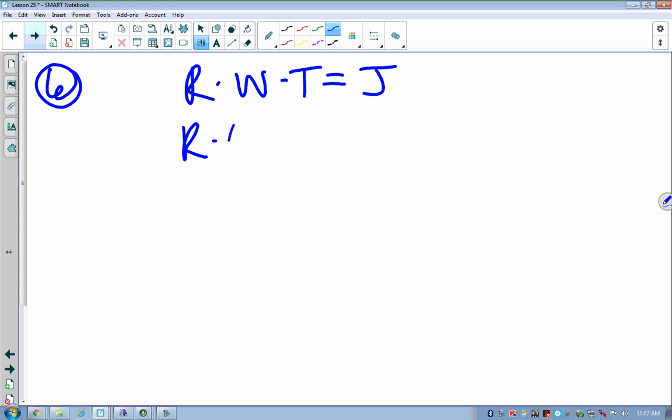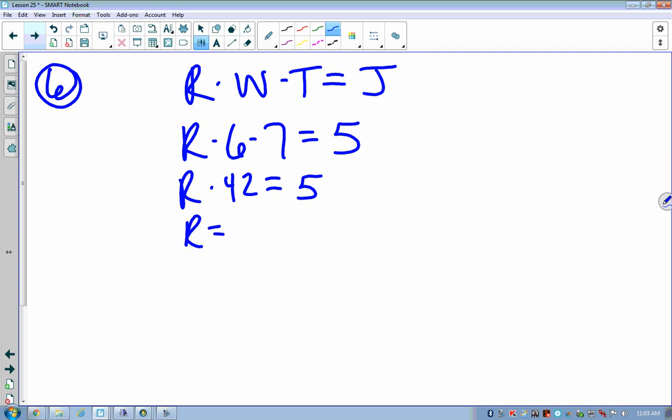How many workers do we have working on our crew? 6. How much time did it take them? 7 hours. And how many jobs did they get done? They got 5. So we're going to get rate. 6 times 7 is 42, equals 5. Divide by 42. What's 5 divided by 42 simplified? Is it just 5 over 42? Yep, 5 over 42 is it.